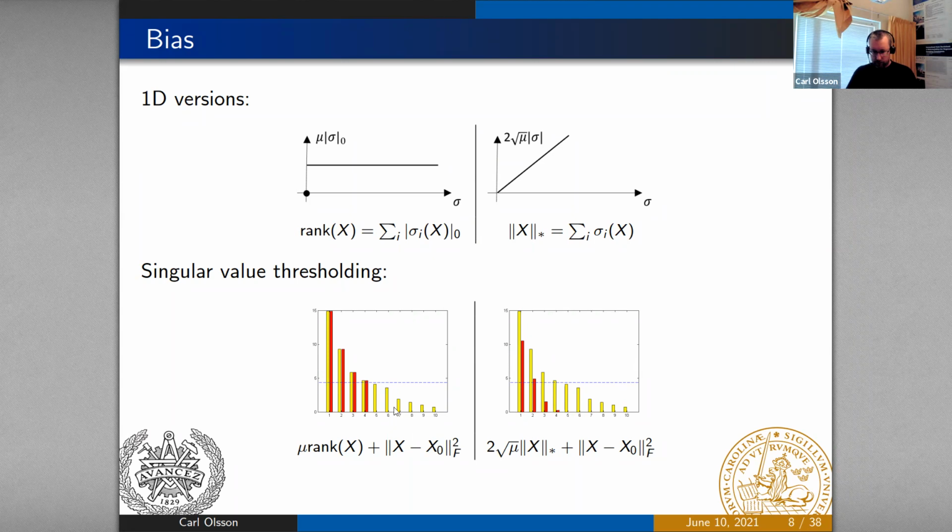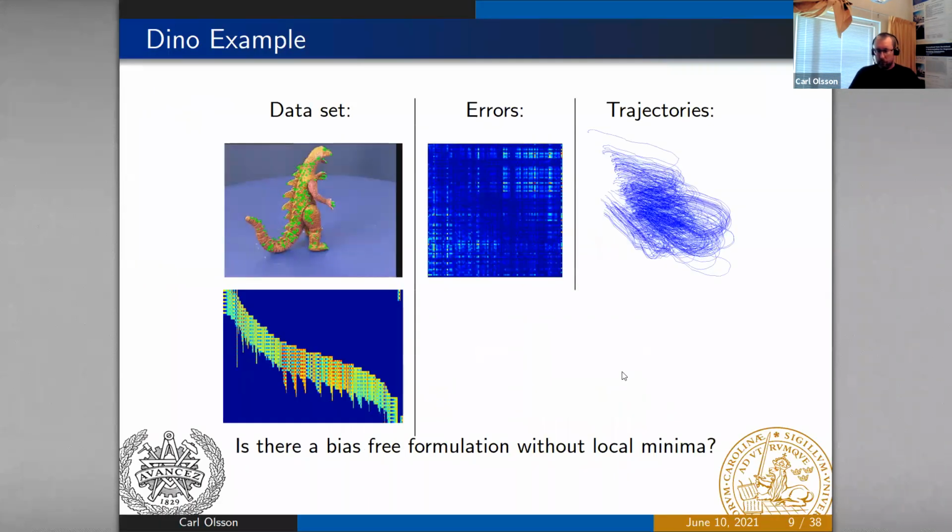Of course, this is an extreme case with lots of noise here, but whether it's worth going to something bias-free or not depends on the situation, whether you have lots of noise or not. For structure from motion, it's really essential to try to go to bias-free approaches. So this is one example. This is the solution with the nuclear norm.